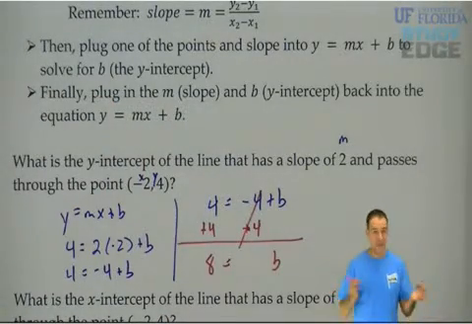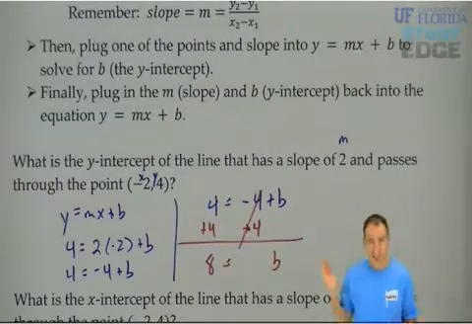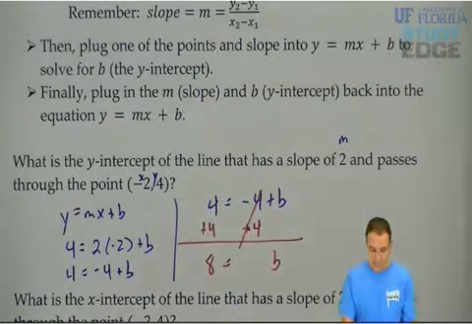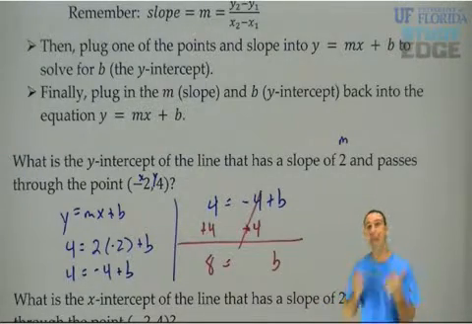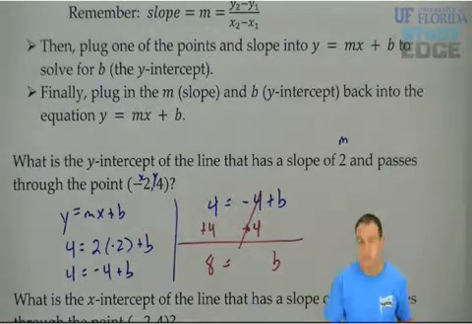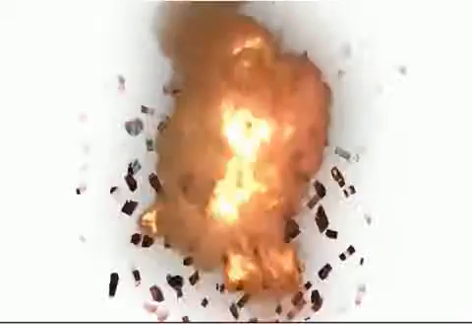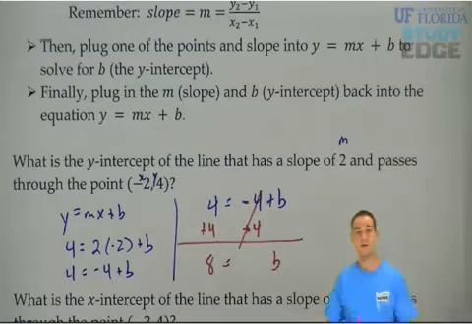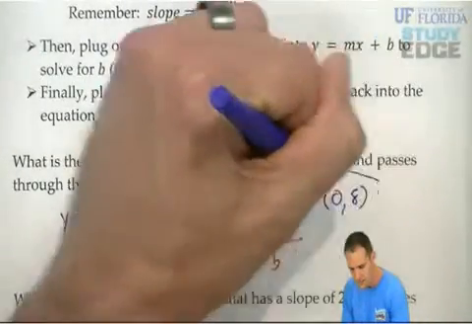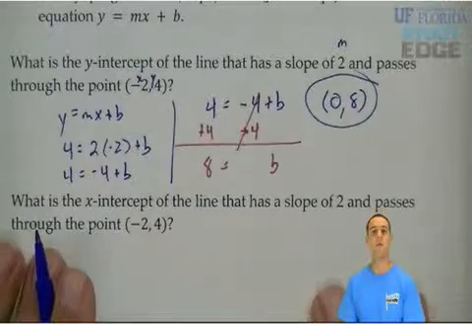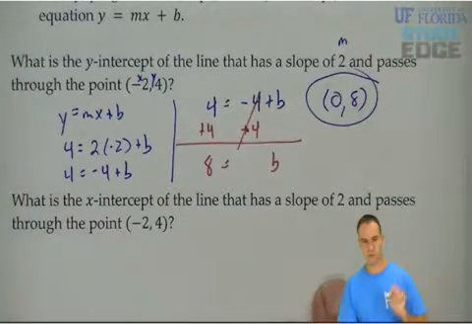This is actually a very nice problem because in this case, you're done. The reason why is because b, remember, is the y-intercept. Slope-intercept form is actually slope y-intercept form. So here the y-intercept would be 0, 8 if they want the actual coordinates. But we're going to use this for the next question.